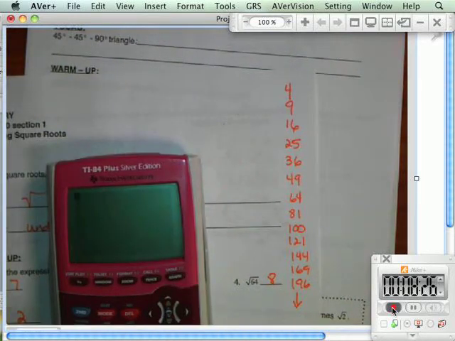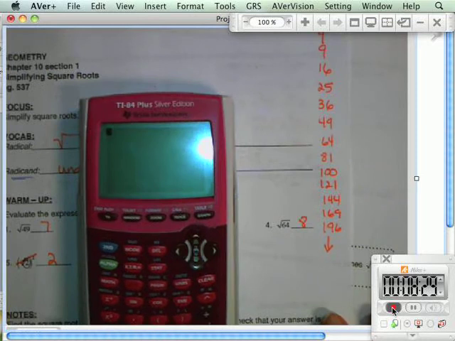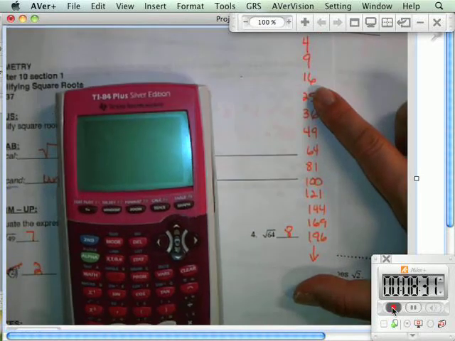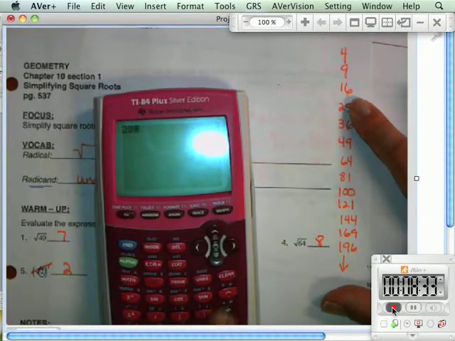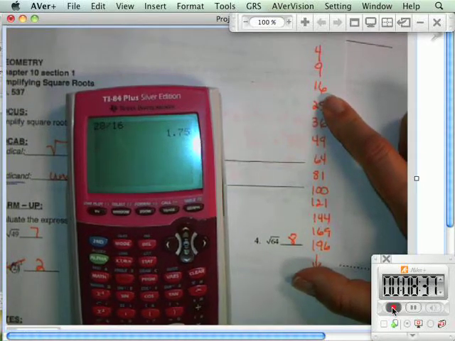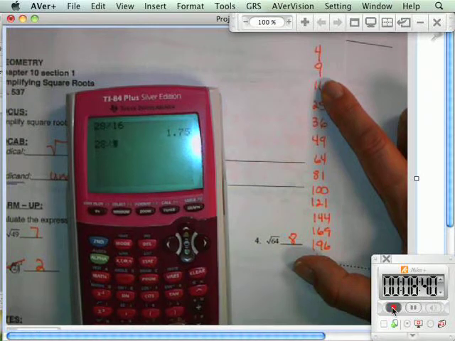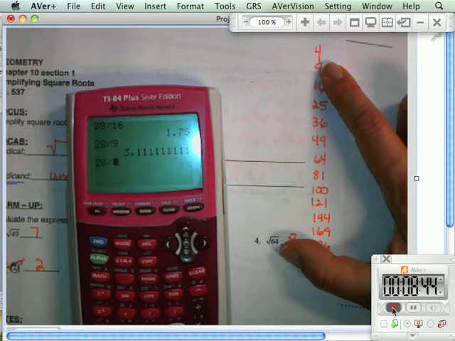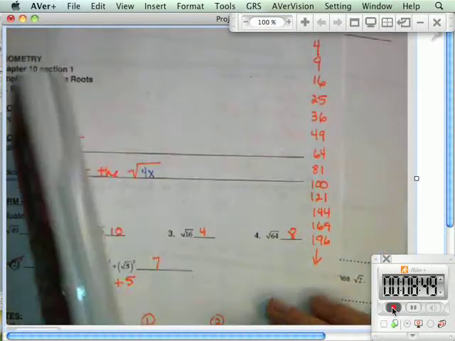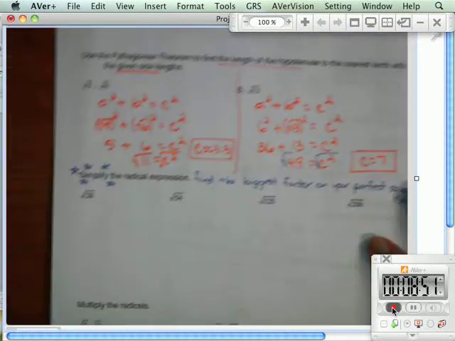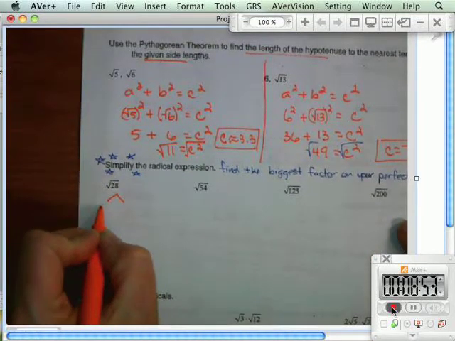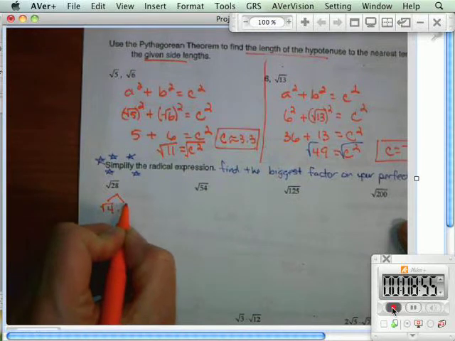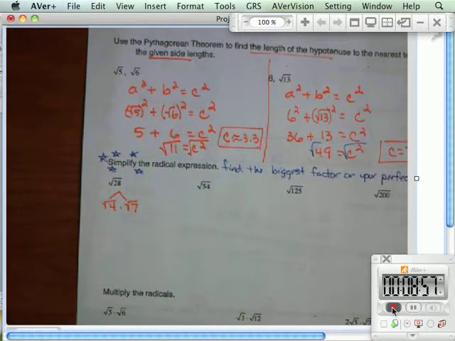Now, if you don't know, this is what you do. You go to your calculator and start trying some of these numbers. Let's try 16. 28 divided by 16 gives me a decimal, and I can't work with that. So go down a little lower. 28 divided by 9 doesn't work either. If I do 28 divided by 4, that gives me 7. That's what I need. So I'm going to write this as the square root of 4 times the square root of 7, because 4 times 7 is 28.